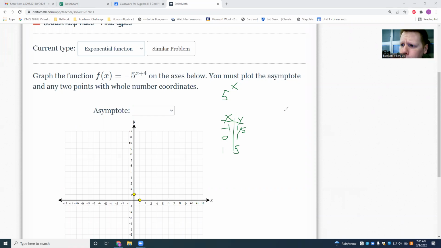We don't have to do the inverse, because we're not graphing a log function. We do want to graph this exponential form, so we don't want to flip our x and y, that would be silly at this point. But if we look at our rules, a negative in front means we're going to reflect over the x-axis.